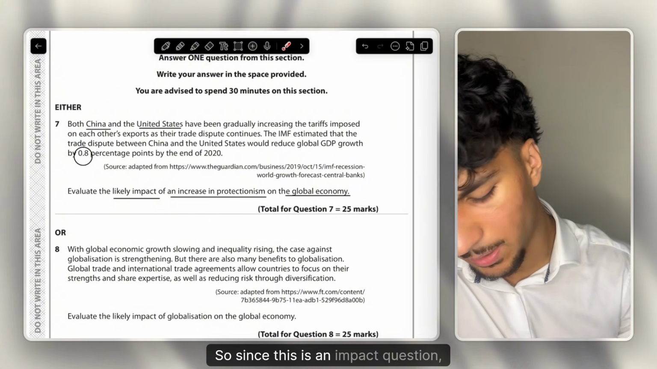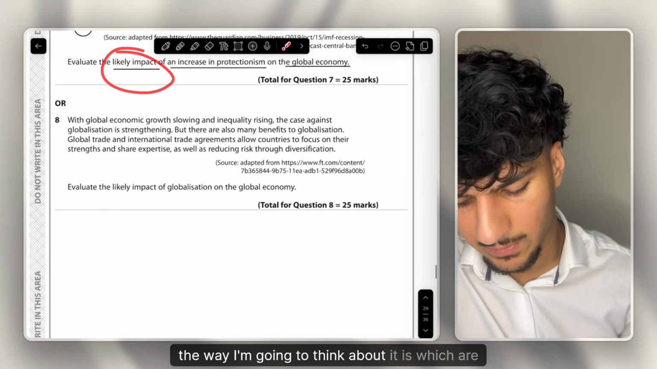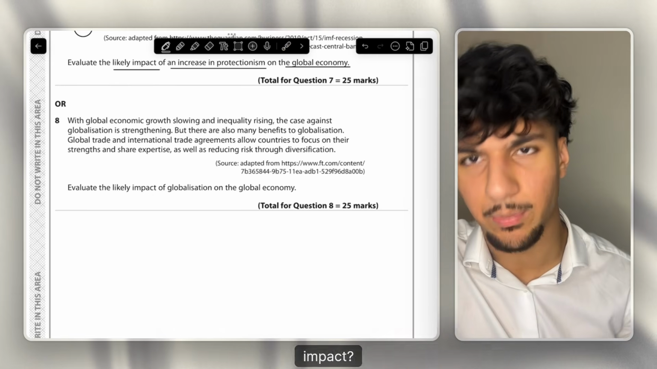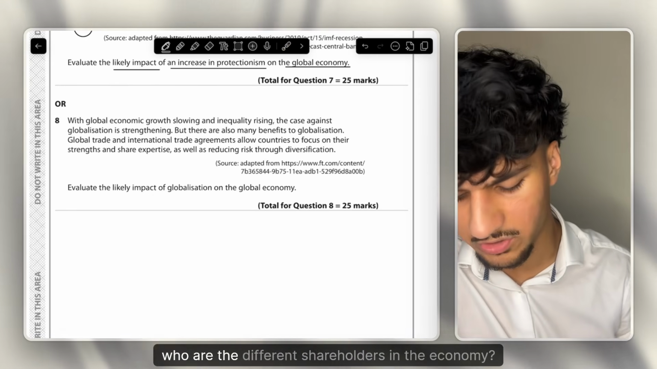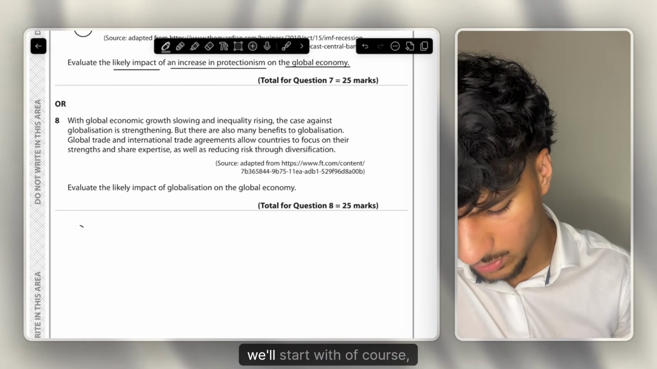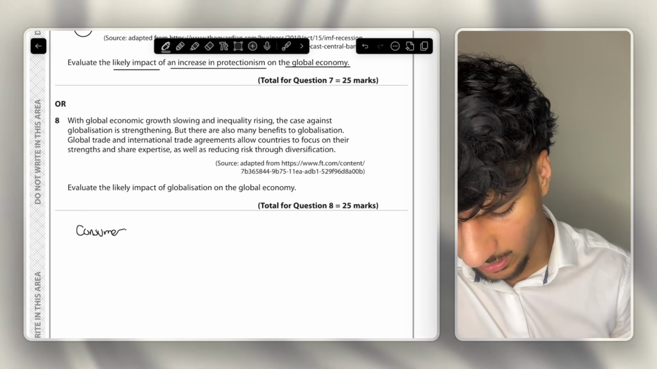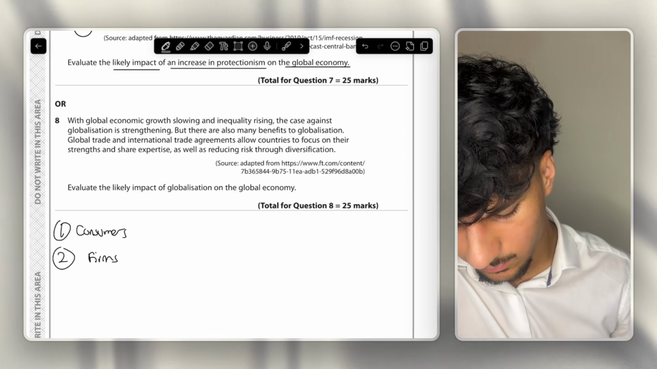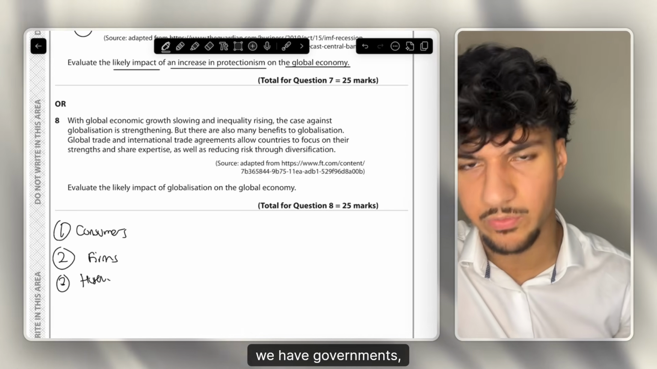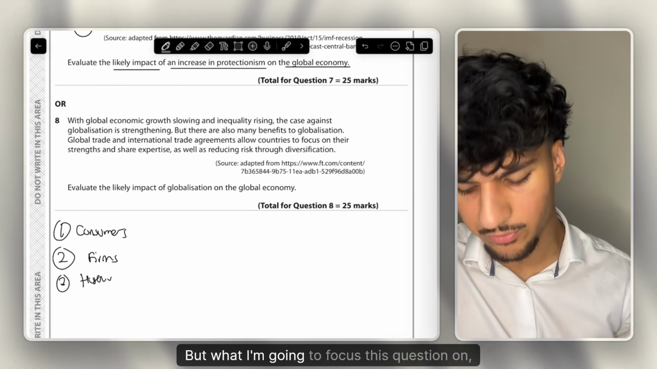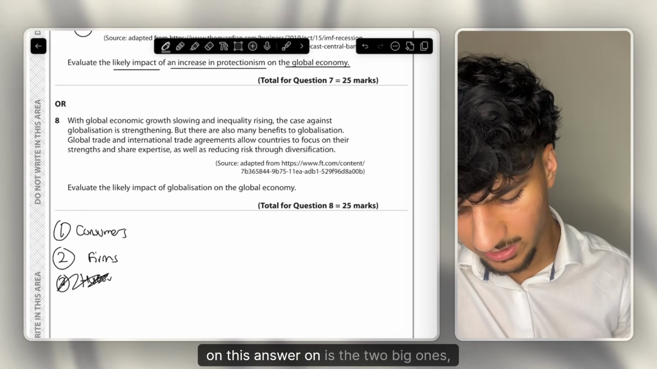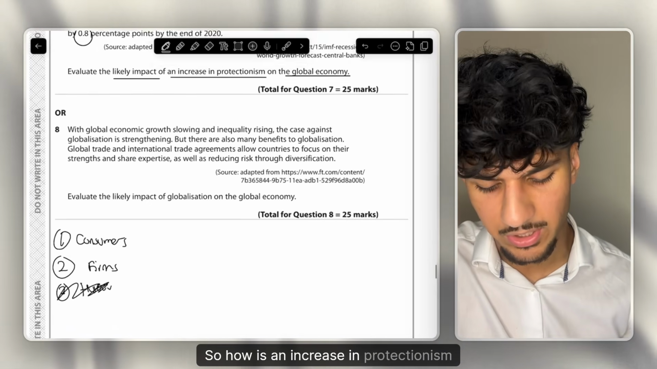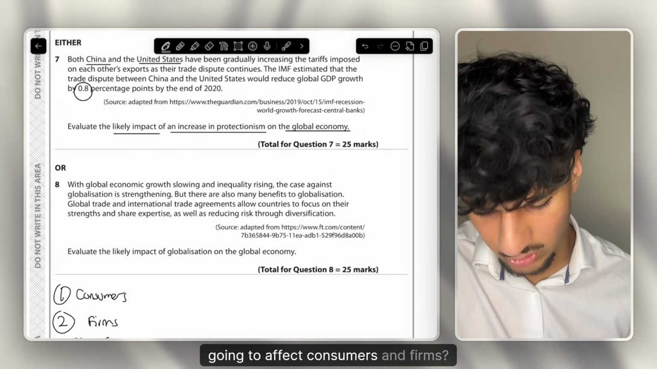So, since this is an impact question, the way I'm going to think about it is which are the different stakeholders in the economy it can impact. So let's think firstly, who are the different stakeholders in the economy? Of course, consumers are the first, then we have firms, then we have households, we have governments, etc. But what I'm going to focus this answer on is the two big ones, which are consumers and firms. So how is an increase in protectionism going to affect consumers and firms?